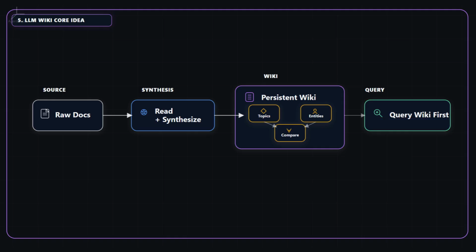So the important shift is this. RAG stores chunks, LLM Wiki stores accumulated understanding. That is a key distinction. LLM Wiki is useful when the work is bounded, recurring, synthesis heavy, and evolves over time.